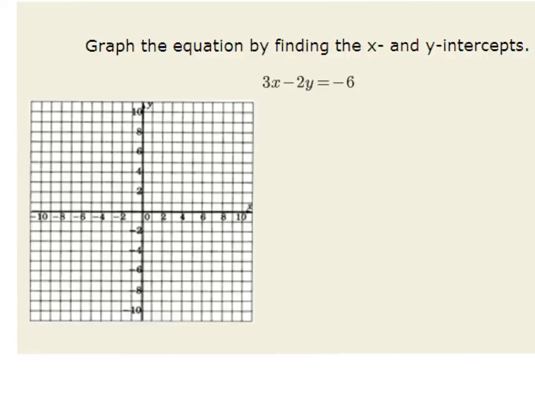Graph the equation by finding the x and y intercepts. Just a quick review, an x and y intercept is, graphically, anyway, I'll give you a visual. This is our line. Our y-intercept is where it intercepts the y-axis, right here, at this point. Our x-intercept would be where it crosses the x-axis, which is right there. So that's how you would represent that graphically.